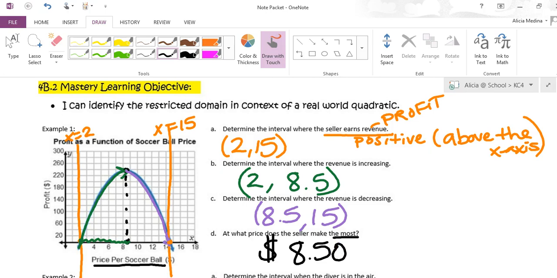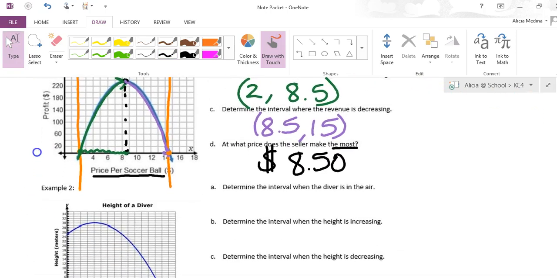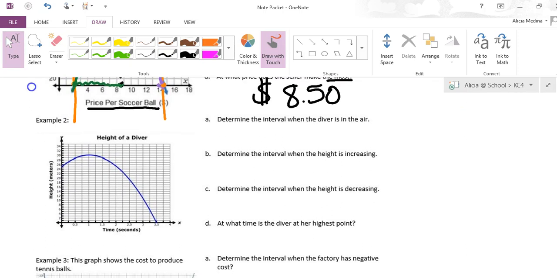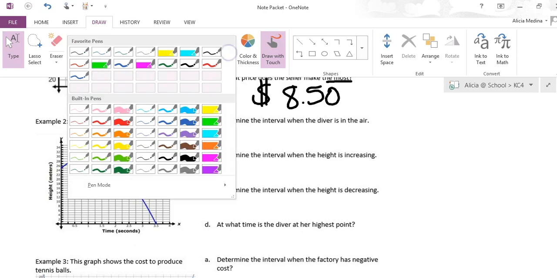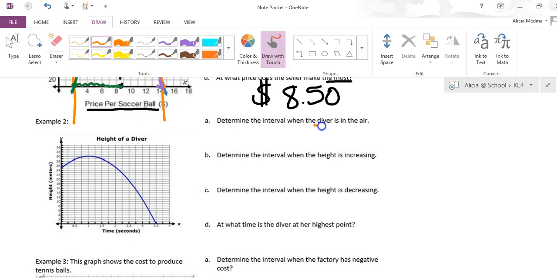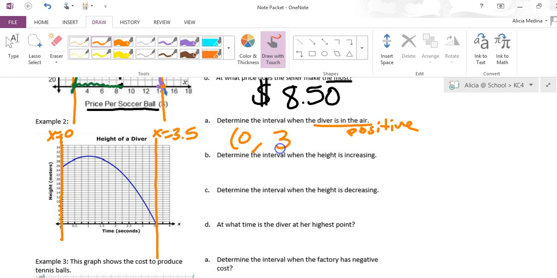All right. Looking at the next example. Determine the interval where the diver is in the air. Looking at when he is in the air is talking again about when the value is positive, right? Where is he above the x-axis? He's right here actually at 0. So it's going to be from 0 until this value right here, and that seems to be at x equaling 3.5. So from 0 to 3.5, our diver is in the air.